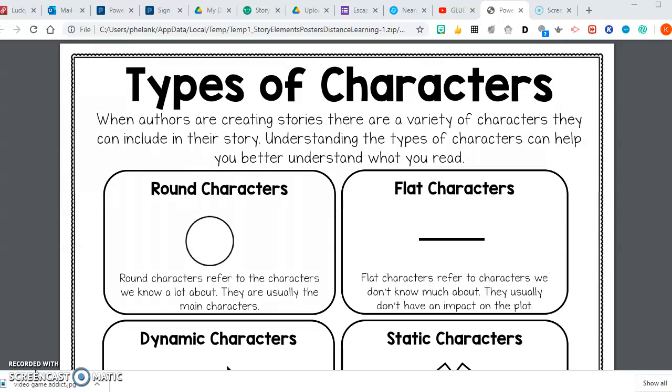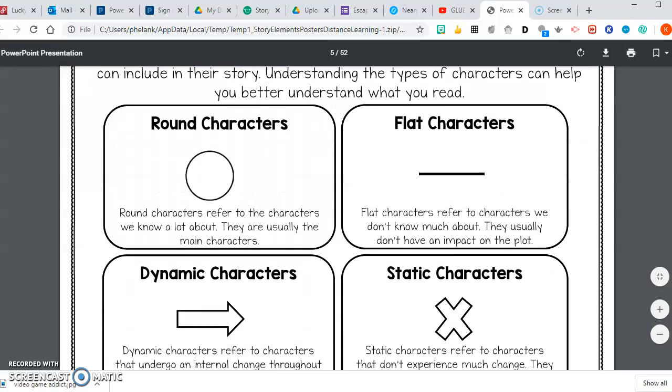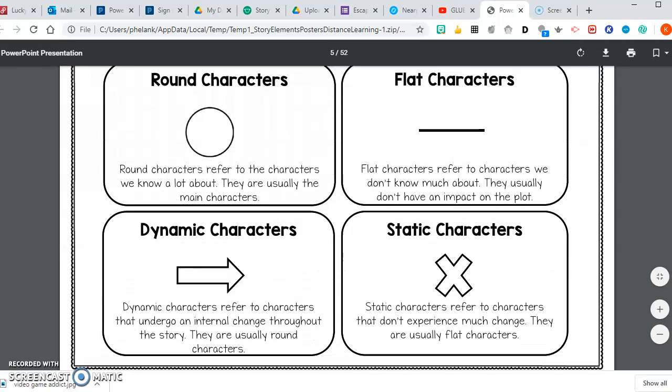Okay, so when we're talking about this, understanding the many different types of characters can help us to better understand what we're reading. So when we're talking about round characters, we're referring to characters that we know a lot about. We know what they believe, we know what they think, we know what's motivating them, we know how they feel about the other characters, we know where they live. We tend to know a lot about them, and their feelings, actions, thoughts, and speech tend to be what drives or changes the story as we go along.